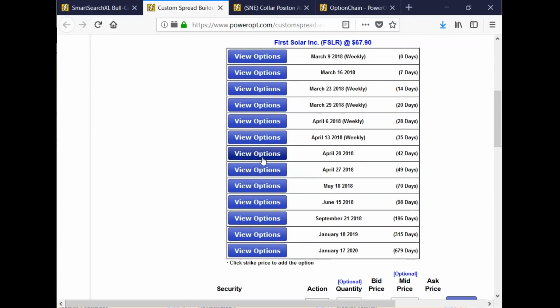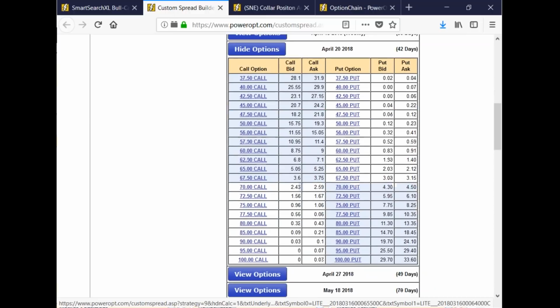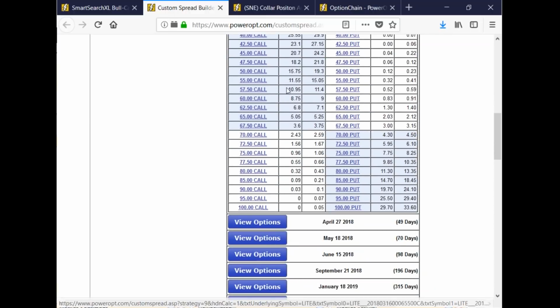For April 20th, the 57.50 call deep in the money is 10.95 to 11.40. That's only 50 cents. I would assume that I could get a midpoint at 11.10 for this. And then the 55 call, 11.55. Now that one's wider. 11.55 to 15.05. I don't know if I would get 13.20, 13.30 for that. That'd be a tough one. A little bit higher than that, 13.60, 13.70 to buy that.